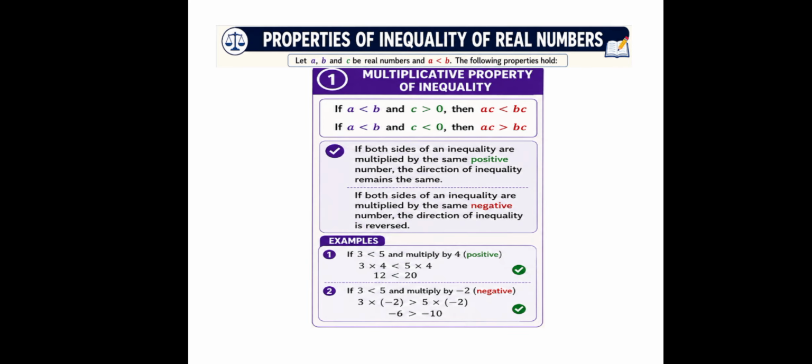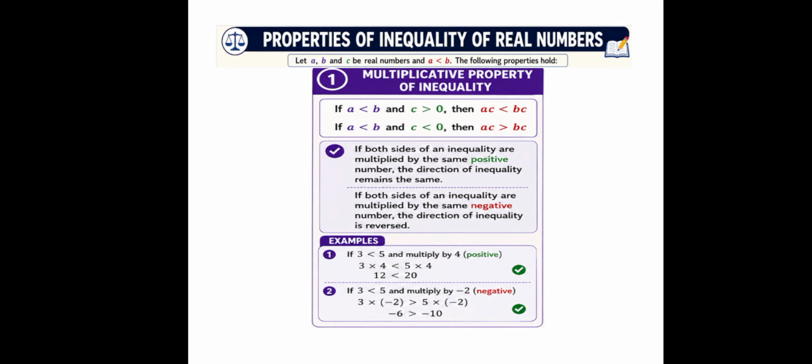Alright, when we multiply a positive real number with both sides, left hand side and right hand side of the inequality, the direction of the inequality remains the same. For example, if 3 is less than 5, as we know that 3 is always less than 5, and we are going to multiply it by a positive real number, that is plus 4.